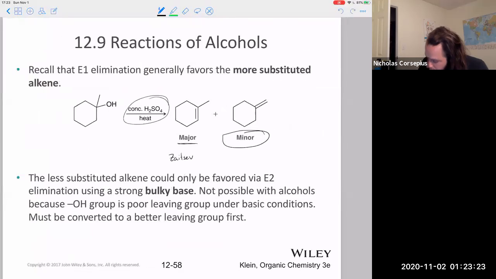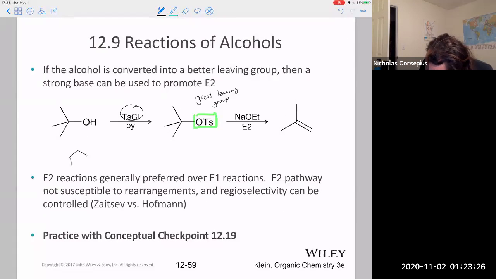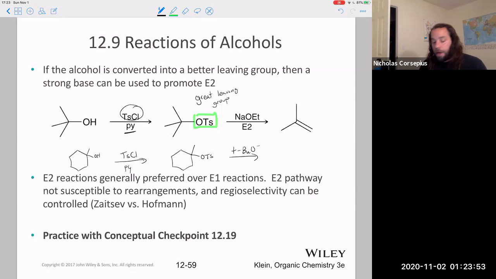If we wanted to go back to this reaction here, when we use our tosyl chloride in pyridine, remember that that PY represents pyridine, just a solvent. Now we create this. Now if we use something like tert-butoxide, a big bulky base, that would give us that Hoffman type product as our major product. Okay.